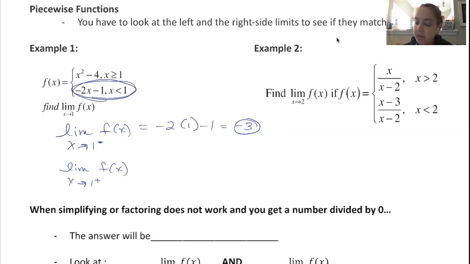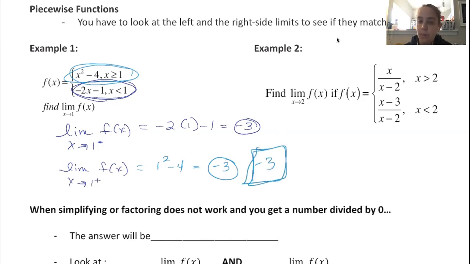Now the limit as x approaches 1 from the right for f of x, that's where we will use the upper function. I should probably have a different color. This one. So the right-hand side is to the right-hand side of 1. So this becomes 1 squared minus 4, which is going to be negative 3. Now, if both sides match, that's good news. The left and the right match, so we can say that the overall limit is negative 3. But they don't always have to match. If they didn't match, we'd say it does not exist, but because they do, we can say it's negative 3.